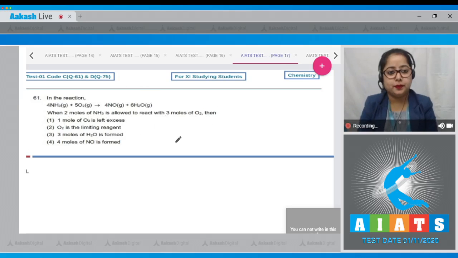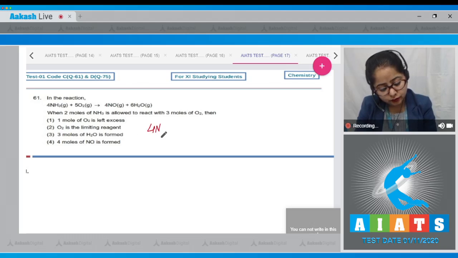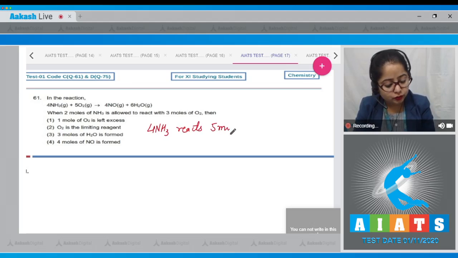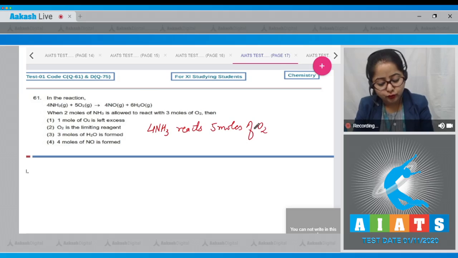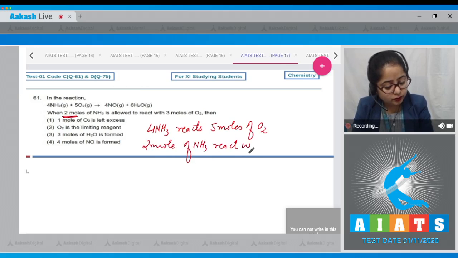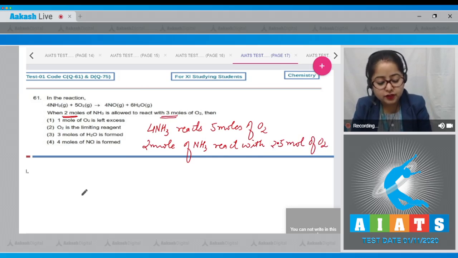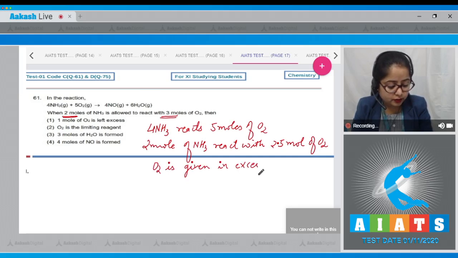So student, first of all, I'm writing the balanced reaction. Here, 4 moles of NH3 reacts with 5 moles of O2. That means 2 moles of NH3 will react with 2.5 moles of O2. Here the amount of O2 given is 3 mole. That means O2 is given in excess and the excess amount is 0.5 mole.